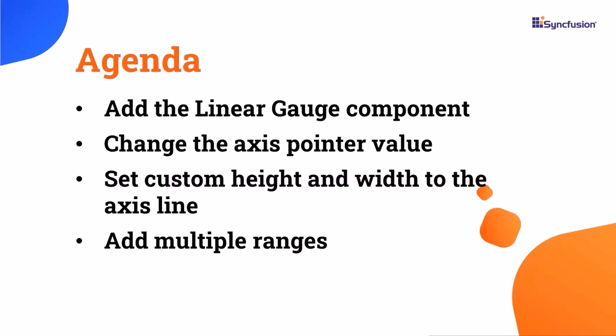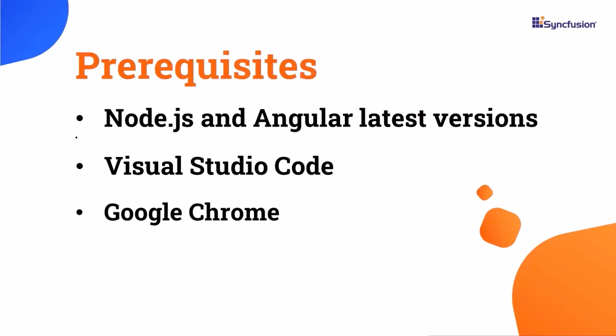In this video, I will demonstrate how to create an Angular app and add the Angular Linear Gauge component to it, with a few of its basic features, such as changing the axis point of value, setting a custom height and width to the axis, and adding multiple ranges to the axis. Let me start with the application creation process.